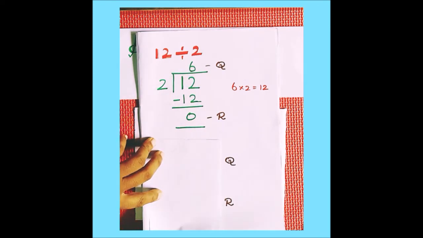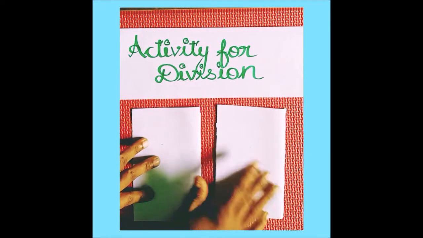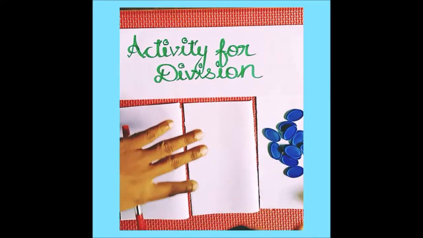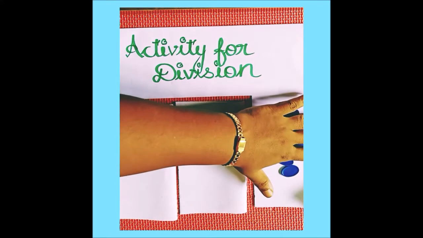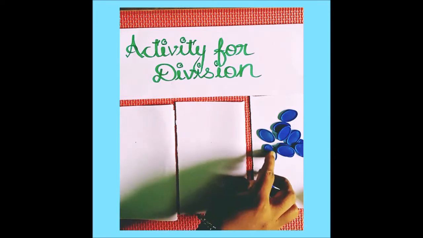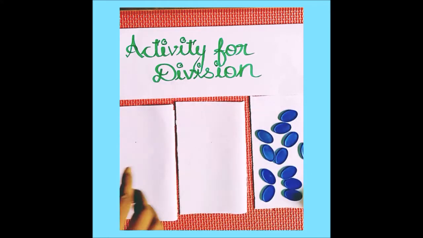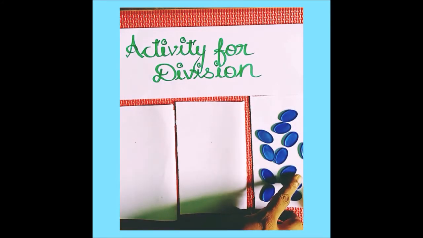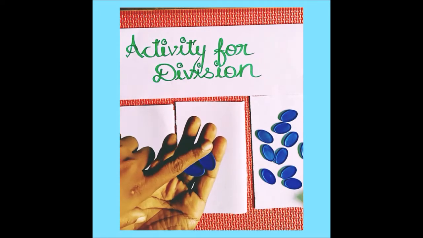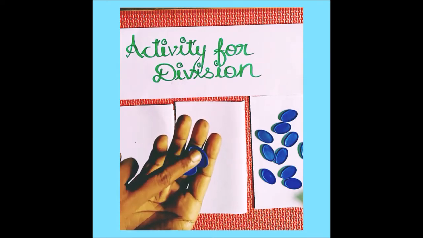Now, we are going to do the activity for this division. Okay. For that, we are going to take 12 coins. Here we have taken 12 coins. Now, we are going to divide these 12 coins into 2 equal parts. Let us count how many coins are there. 1, 2, 3, 4, 5, 6, 7, 8, 9, 10, 11, 12. Now we are going to divide these 12 coins into 2 equal parts. For that you have to take 2 coins at a time. Why we are taking 2 coins at a time? Here our divisor is 2. So we have to take the coins 2 at once.